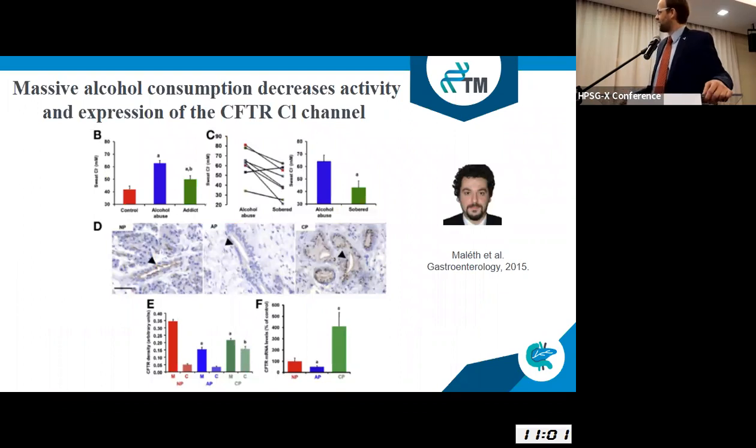I think a huge work that took many years to complete was performed by József Maléth. What he found is that massive alcohol consumption actually increases the sweat chloride level. This means that there's an inhibition of the chloride channel activity. If you take a look at the expression of the CFTR chloride channel, physiologically you have expression in the luminal membrane of duct cells. In case of acute pancreatitis, there's a marked reduction of CFTR expression.